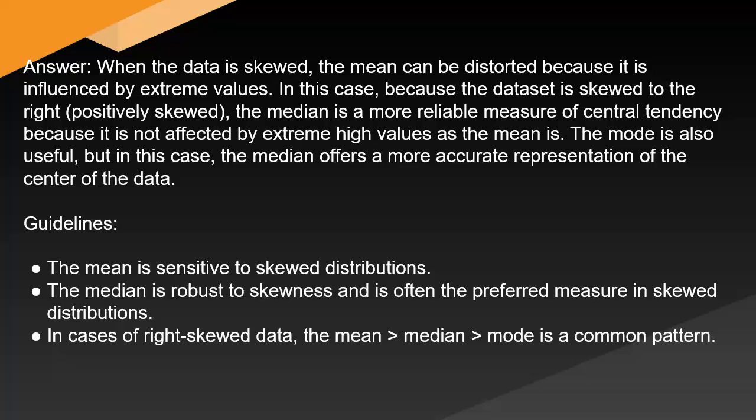The mode is also useful, but in this case, the median offers a more accurate representation of the center of the data. Guidelines: The mean is sensitive to skewed distributions. The median is robust to skewness and is often the preferred measure in skewed distributions. In cases of right-skewed data, the mean > median > mode is a common pattern.